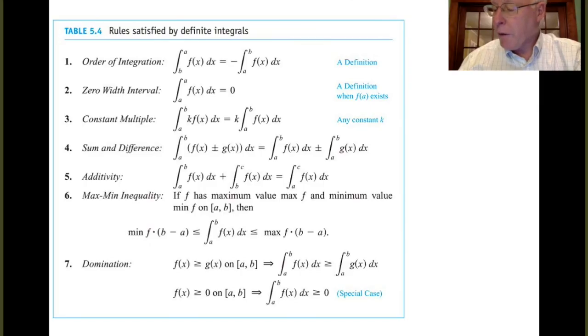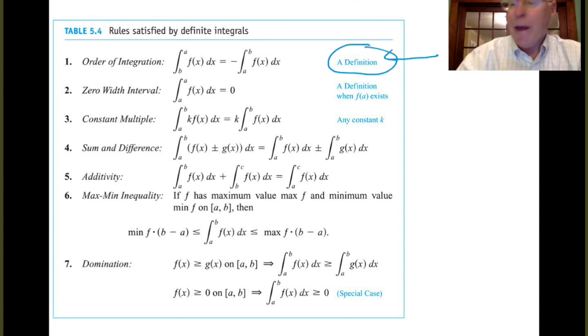This first one, we're just going to take this as a definition. And this just says that if you have an integral from a to b, like we have here, and you reverse the order of the limits on the integral, then you negate the integral. Okay. So the integral from b to a of f of x dx is minus the integral from a to b f of x dx. Another definition tells us the integral from a to a f of x dx is 0.